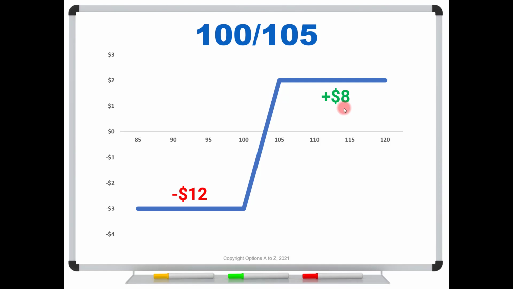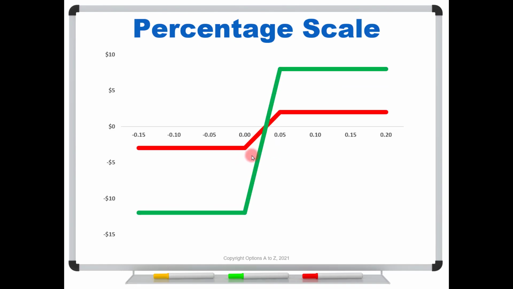So again, does that really make them equal? Well, one of the things that makes this hard to compare is that we're looking at different stock prices. See, if I tried to put the 400-420 vertical spread on this scale, it would be way out here to the right. 400's way out here. We're down at 100. So how can we compare them and let them overlap each other? Well, one way to do it is to put them in percentage terms. So let's do that, and let's look at a percentage scale.